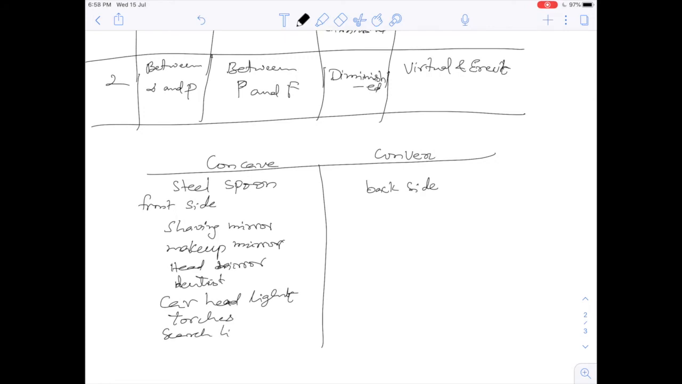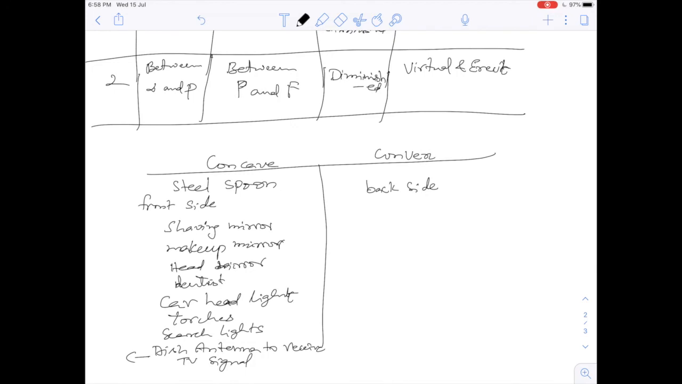searchlights, for the same reasons. Then the dish antenna to receive TV signals from communication satellites. The object-at-infinity case that we have discussed is the best example for that. So these are certain examples that we come across in our day-to-day life as far as concave mirrors are concerned.